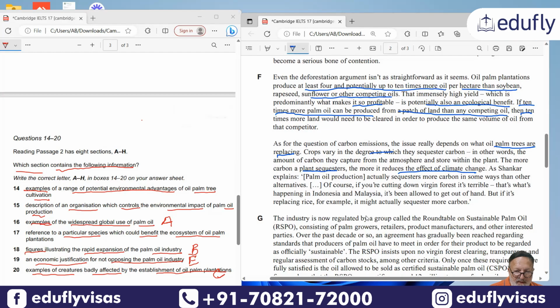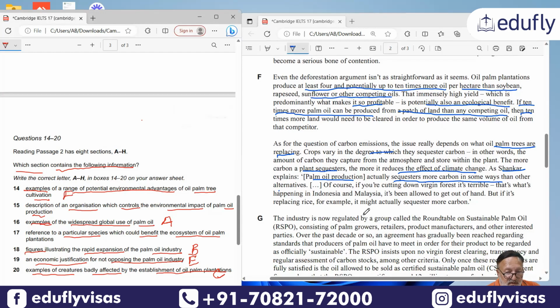Okay, so now we have to see, explains, actually sequesters more carbon. So he says in palm oil production, Shankar, we have read earlier, explained, it sequesters more carbon in some ways than other alternatives, more carbon. And if you save more carbon, it reduces the effect of climate change. So again, it is an environmental benefit. So now I am certain that this should be F. 14th has to be F.